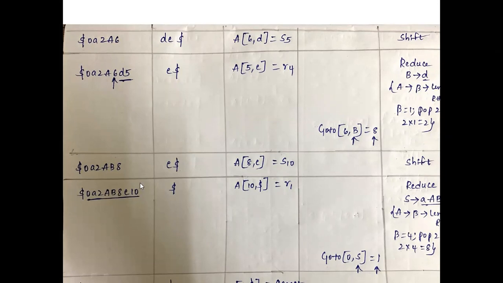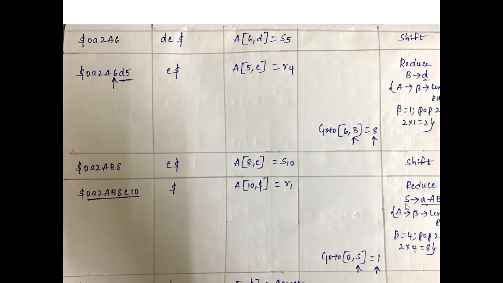Now pop these 8 symbols on the stack. Pop the 8 top symbols on the stack. That means 10, E, 8, B, 6, A, 2, A. These 8 symbols are popped from the stack. Now what remains? The stack remains 0. Now what is on the top of the stack? 0. So go to of 0 comma.